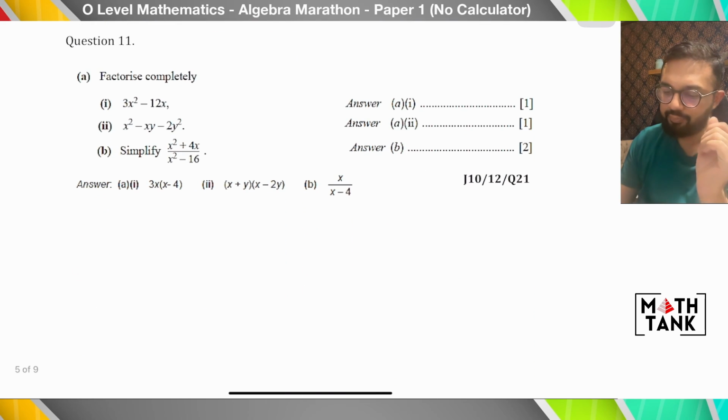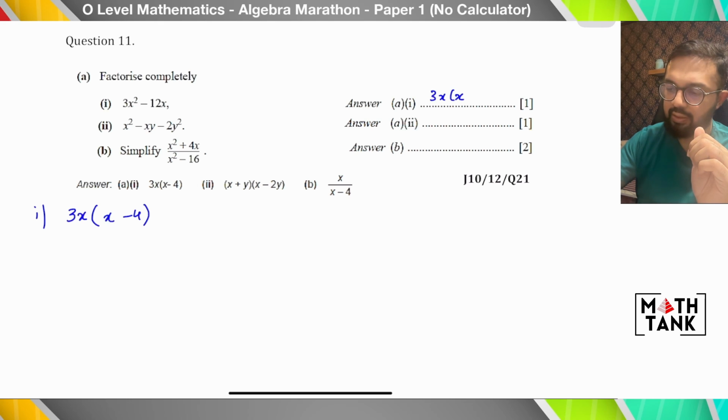Okay. Then question number 11 says factorize completely. So 3x squared minus 12x. The first thing that I should always do when I'm trying to factorize is to think of common numbers. So I'm going to factor out 3x and say that I'm left with x minus 4. So that's the complete factorization of this.